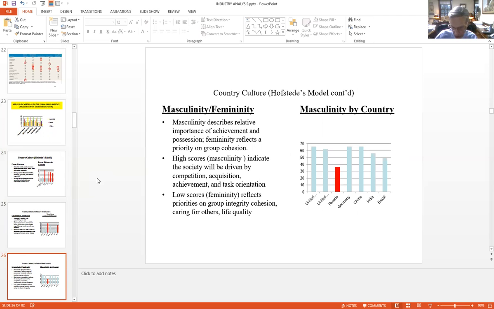Masculinity, which is acquisitiveness. And again, what's kind of interesting is that Russia is low. Now, I didn't mention what the flip side of masculinity is, which is femininity. Feminine cultures, according to Hofstede, are those that place a high value on the group and on the community and keeping the organization intact. So collectivism, doing things together, consensus.